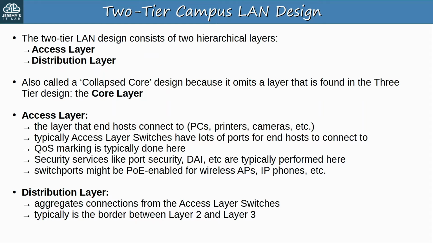So the distribution layer switches run both layer 3 protocols such as OSPF and layer 2 protocols such as spanning tree. This is not always the case, but usually the connections from the access layer switches to the distribution layer switches are layer 2 connections, and then end hosts use the SVIs on the distribution layer switches as their default gateways. The distribution layer is used to connect to services such as internet, WAN, etc. Okay, let's look at an example.